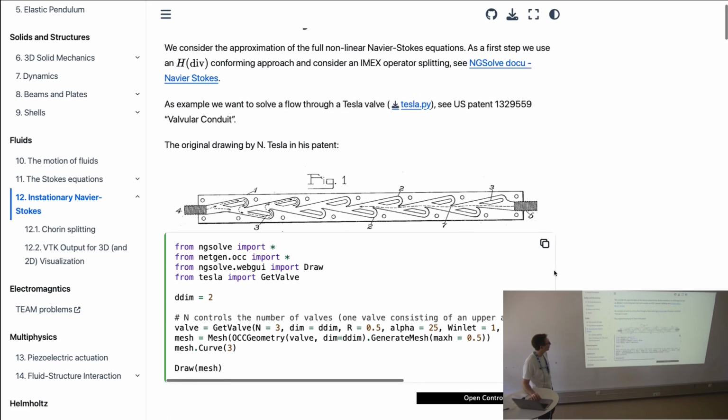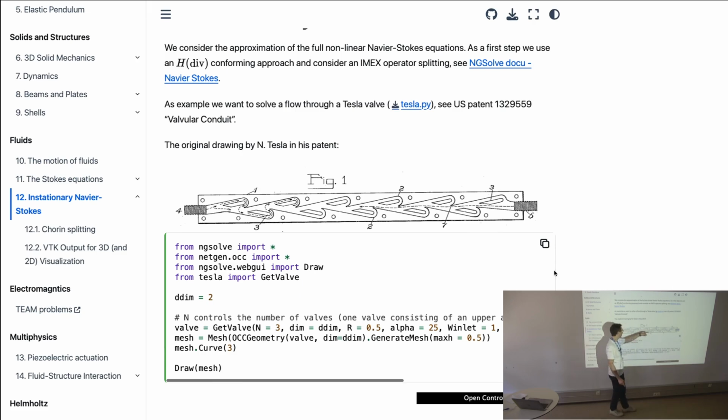We wanted to solve, or I always wanted to solve, a flow through such a Tesla valve. I'm not sure if you have seen that before. This is by Nikola Tesla, and was suggested in a patent. The main idea is you can have a flow from the left to the right or from the right to the left.